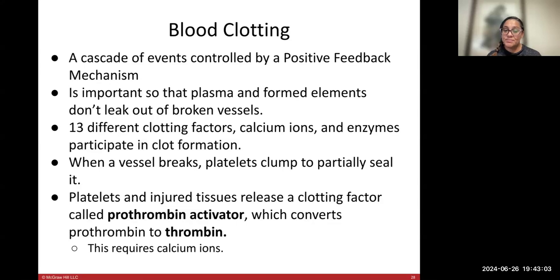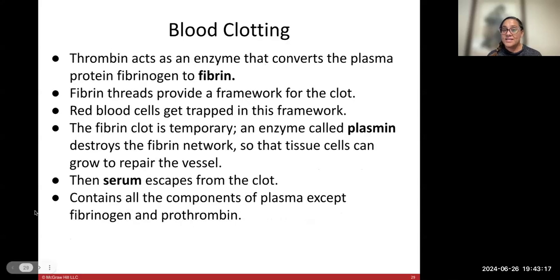When a vessel breaks, platelets will clump to partially seal it. Platelets in injured tissues release a clotting factor called prothrombin activator, which converts prothrombin to thrombin, and this requires calcium. Thrombin acts as an enzyme that converts the plasma protein fibrinogen to fibrin. The fibrin threads provide a framework for the clot. Red blood cells get trapped in this framework.